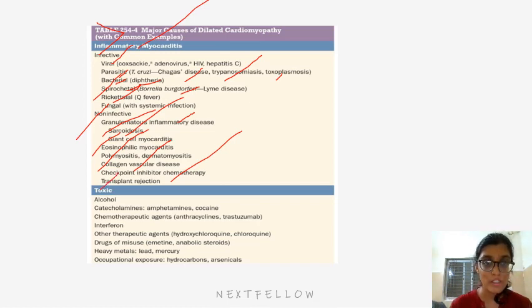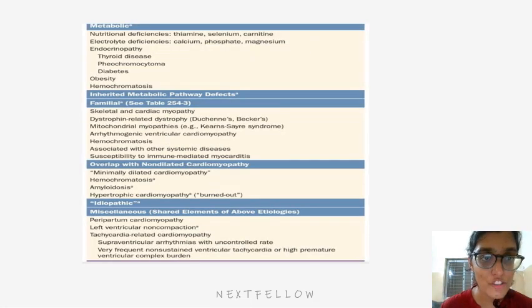transplant rejection. Toxic causes like alcohol, catecholamines, amphetamines, cocaine, chemotherapeutic agents like anthracyclines, trastuzumab, interferon, other therapeutic agents like hydroxychloroquine and chloroquine, drugs of misuse like anabolic steroids, heavy metals like lead and mercury, occupational exposure like hydrocarbons and arsenicals. This is a continuation of the previous chart.